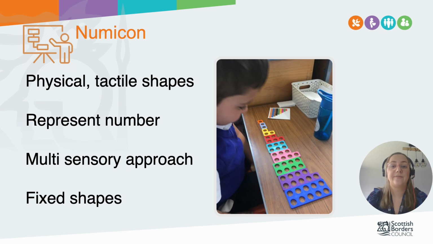While Numicon is a fantastic tool, it's only one tool and should not be used as the only manipulative to represent number. Numicon number representations are fixed, so a 5 will always look like a 5 on Numicon. Children must also learn to subitize and recognize 5 in other irregular ways.